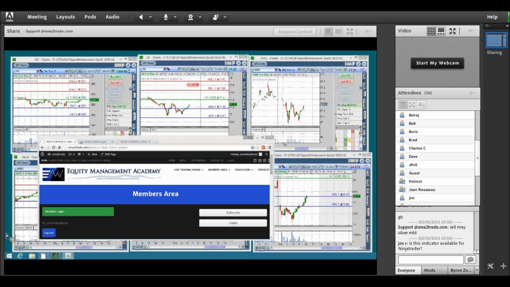The indicator is available for NinjaTrader. The indicator can be used with any clearing firm that you have, and as long as they have a decent platform, this can be basically accommodated in your programming for such a platform that you might use, whether it be NinjaTrader or any other major platform.